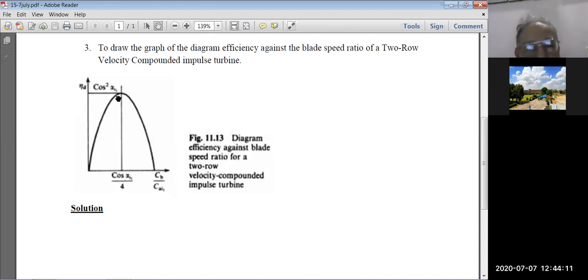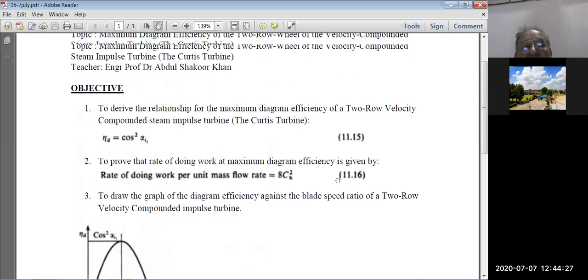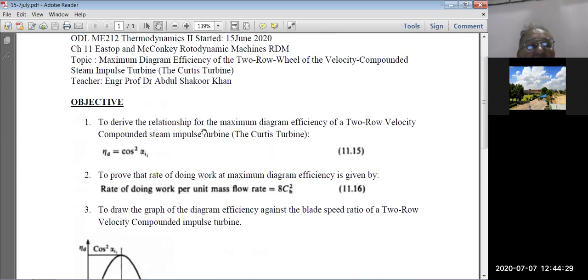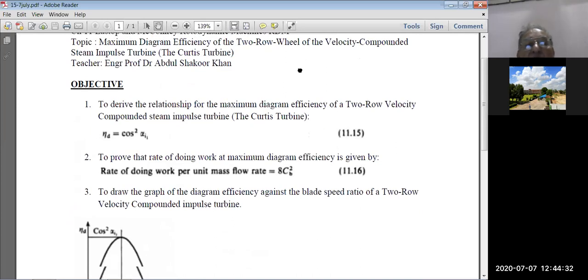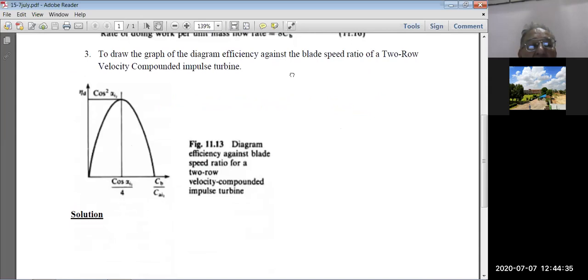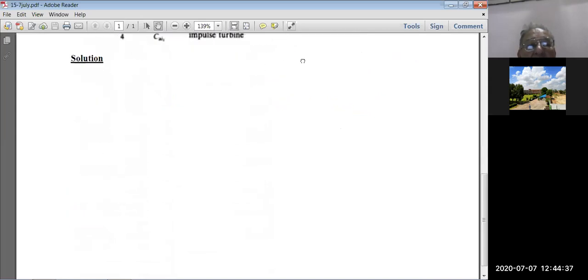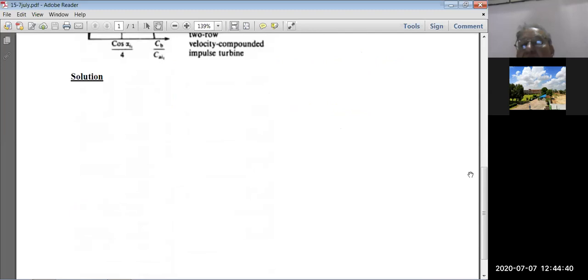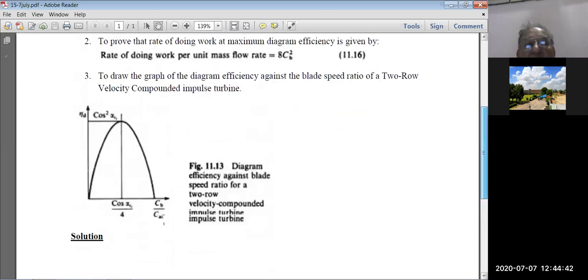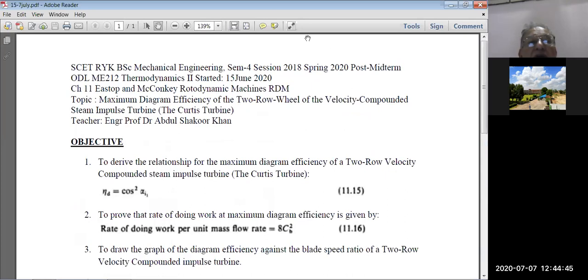And its maximum value of eta d will be equal to cos square alpha I1. It was mentioned in that equation. So this is the graphical presentation, cos square alpha I1, and the solution will be done next time, because time is over. So we must stop our meeting here.